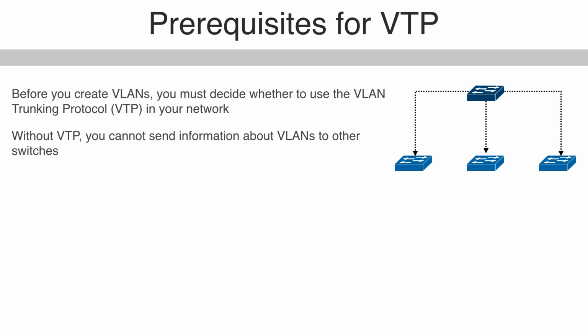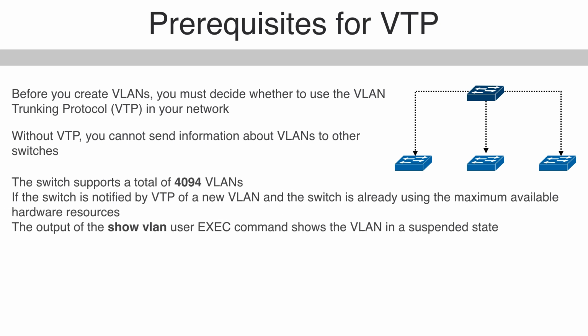VTP is designed to work in an environment where updates are made on a single switch and are sent through VTP to other switches in the domain. It does not work well in a situation where multiple updates to the VLAN database occur simultaneously on switches in the same domain, which would result in an inconsistency in the VLAN database.